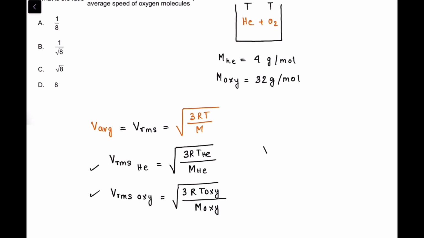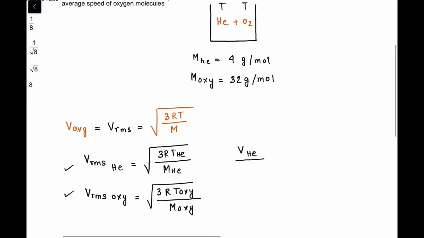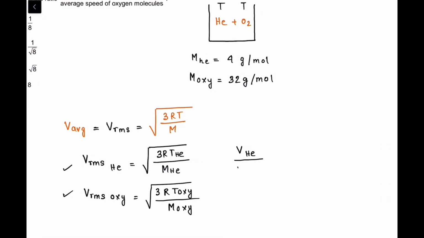Now divide these two equations. So that means Vrms of helium, I'm not writing RMS, it will become messy, divided by Vrms of oxygen. This will give under root of the molar mass of oxygen divided by the molar mass of helium, right? Just dividing these two equations you can do it.